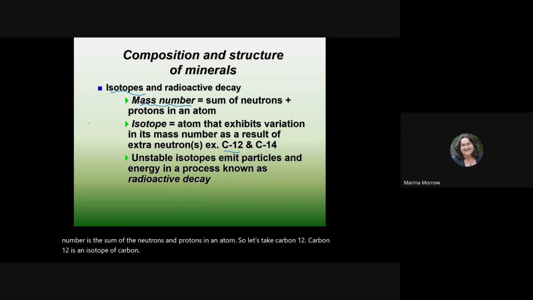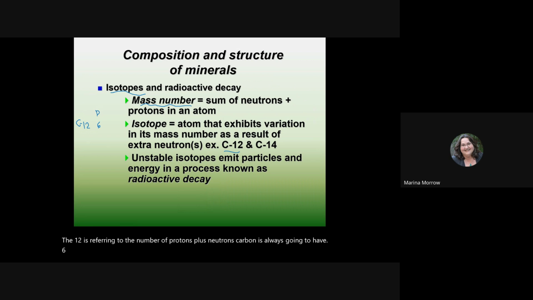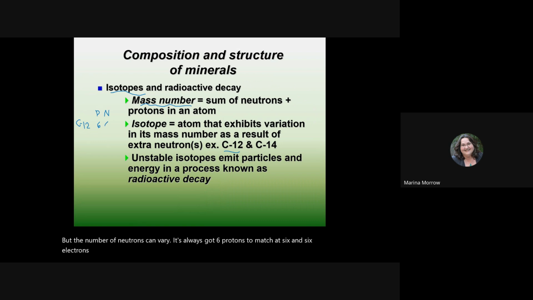Now with carbon-12, the 12 is referring to the number of protons plus neutrons. Carbon is always going to have 6 protons. But the number of neutrons can vary. It's always got 6 protons to match its 6 electrons. But neutrons can vary. But carbon-12, it's 6 protons, 6 neutrons. And then for the electrons, it's 6 also.